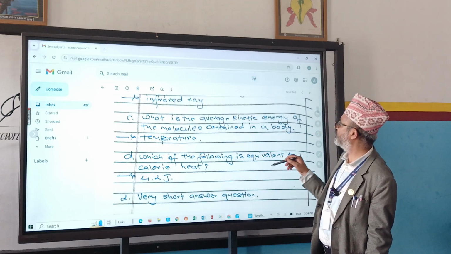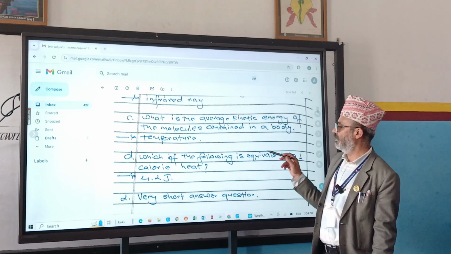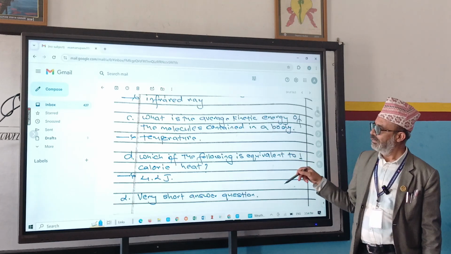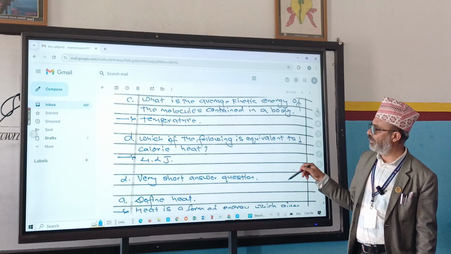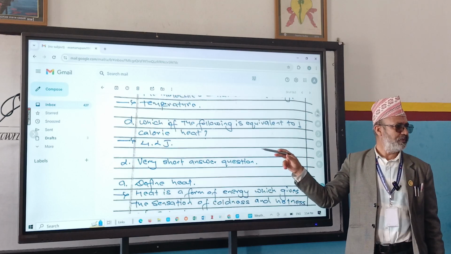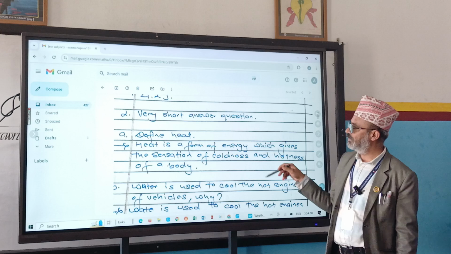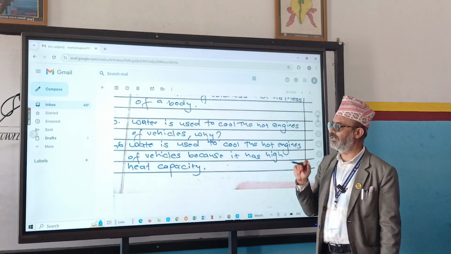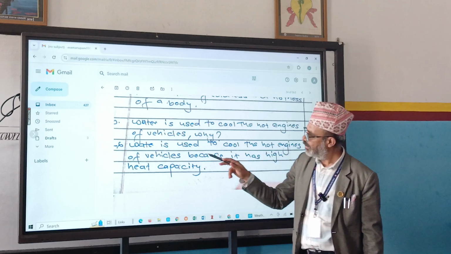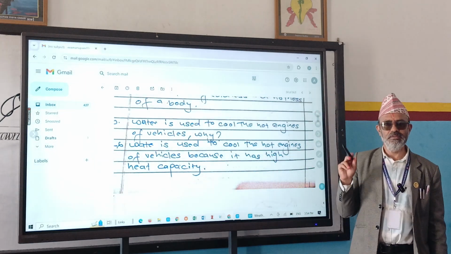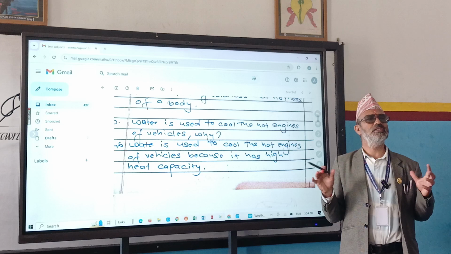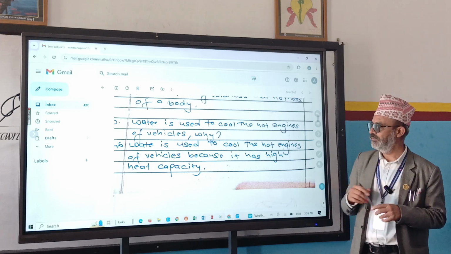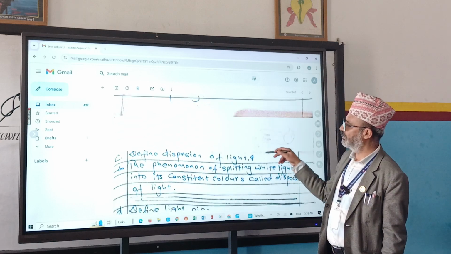What is the average kinetic energy of the molecules contained in a body? Temperature. This boy also has improved handwriting, see? Which of the following is equivalent to 1 calorie heat? Question is repeated, right? Define heat. Question repeated. Water is used to cool the hot engines of vehicles. Why? Because it has high specific heat capacity and it can absorb a large amount of heat and remains cool for a long time, right? So it doesn't become hot very quickly.